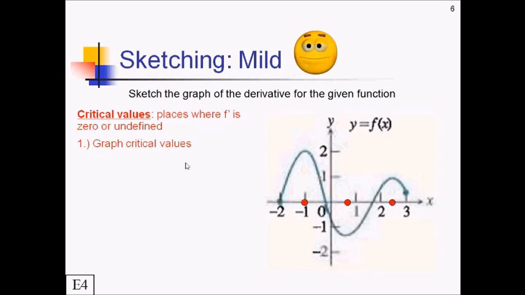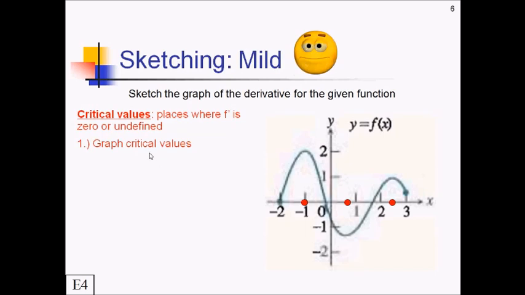We also need to look out for places where the derivative is undefined, like cusps or vertical tangents or discontinuities. Those could give us asymptotes or holes in the graph, and we would want to graph those too right away. The more features like this you can put on the graph, the easier it's going to be to guide your graph when it's time to actually sketch the curve of your derivative.